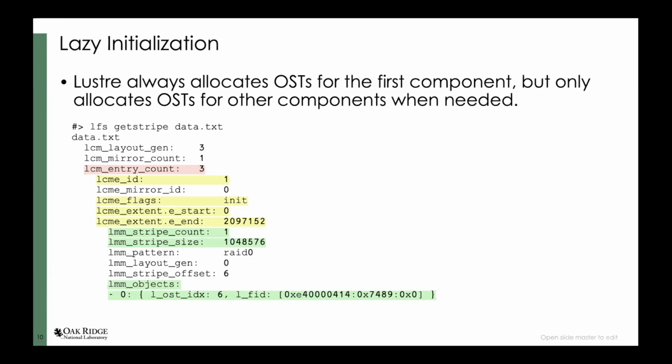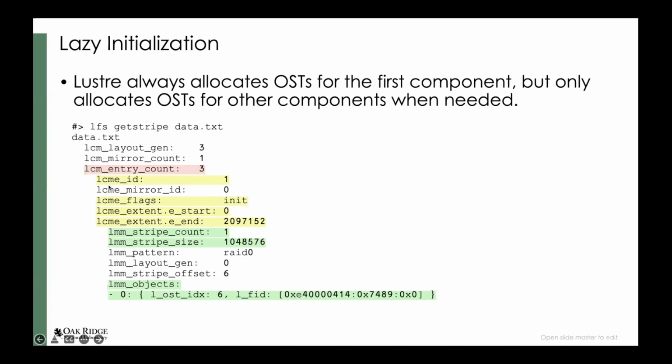So here's some output from the LFS getstripe where I set up a PFL layout based on the previous diagram. I was going to go over some of the fields here that you might see. You'll notice in the red, the LCM entry count. That's telling you how many components are in the file. And then after that, you start getting blocks for each component.